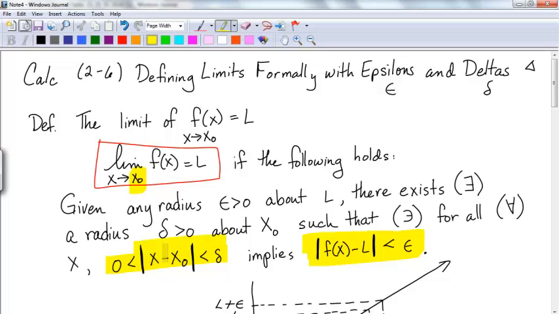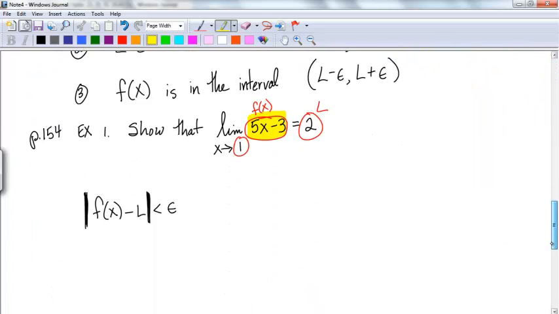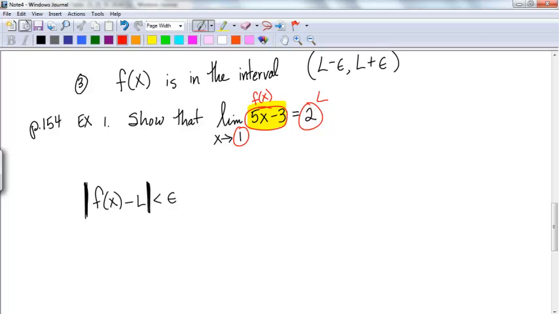What we want to get down to is this, okay? You want to stop on these problems when you get to x minus x sub 0, okay? That's where you stop. Okay, so go back to the problem. This is actually the x sub 0, okay? So sub in the absolute value of 5x minus 3 minus the limit is 2.